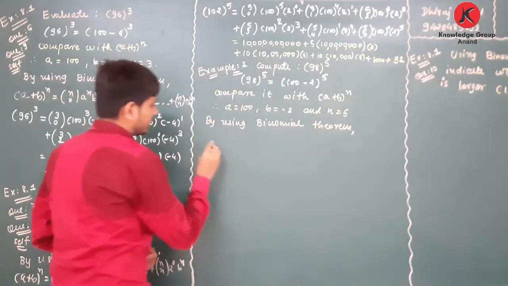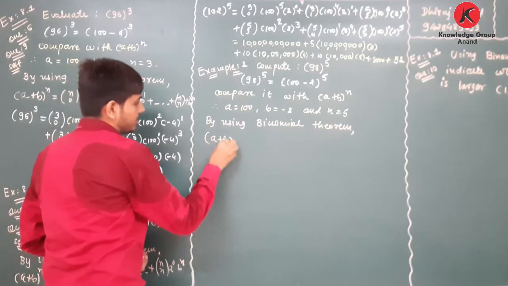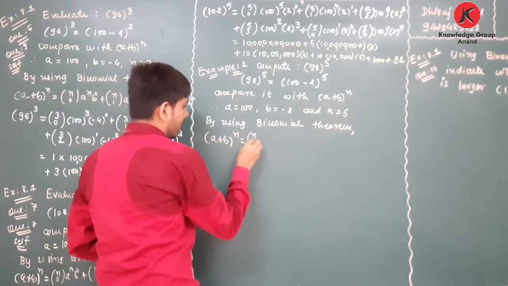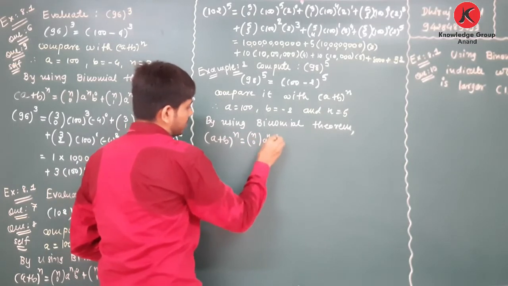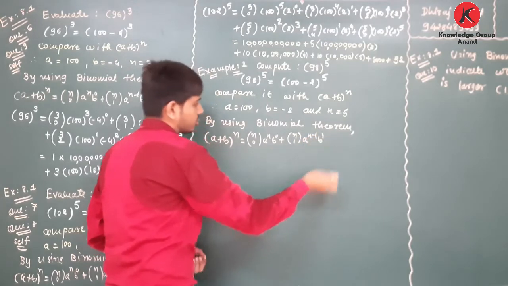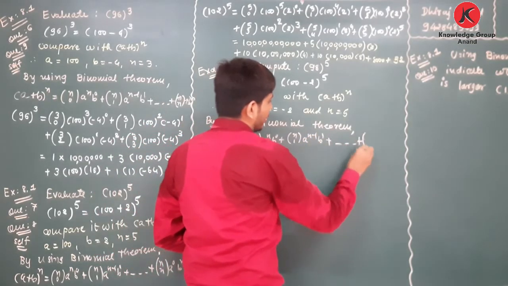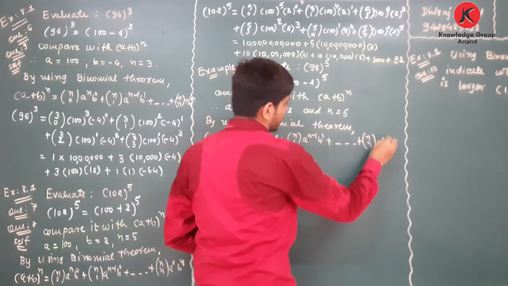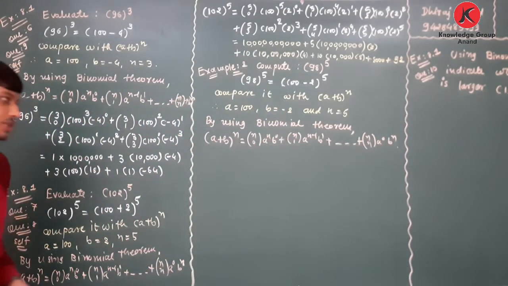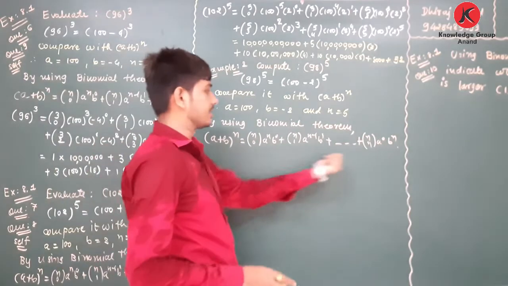what is binomial theorem? (a plus b) whole raised to n is equals to nC0 a raised to n b raised to 0 plus nC1 a raised to n minus 1 b raised to 1 plus up to nCn a raised to 0 b raised to n. This is your binomial theorem. It is quite easy to remember this theorem now.